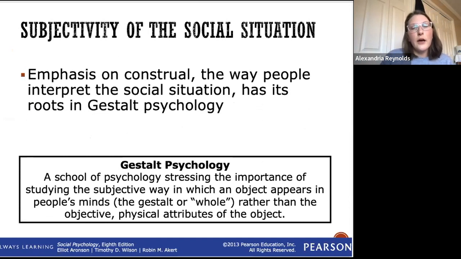Another perspective is called Gestalt psychology. Understanding the interpretation of the situation and that construal part of things really is rooted in Gestalt psychology. This school of psychology looks at how people view certain situations in pieces and together as a whole in their minds.